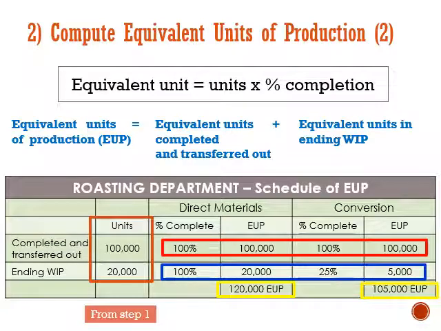The amounts of inputs used to produce 100,000 completed units and to start 20,000 additional units is equivalent to the amounts of direct materials in 120,000 whole units and the amounts of conversion in 105,000 whole units.